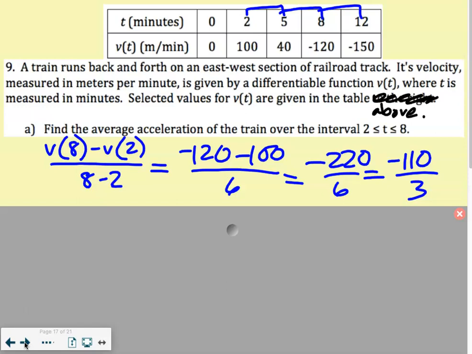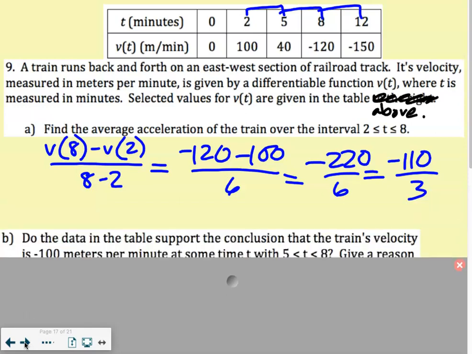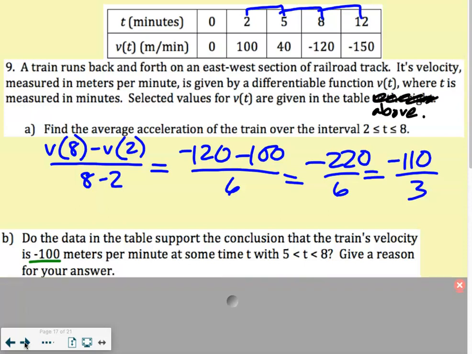Okay? All right. So any questions on average rate of change? No, we're all good. Good. Okay. Next question. Do the data in the table support the conclusion? This is grammatically correct. Support the conclusion that the train's velocity is negative 100 at some time from 5 to 8. Give a reason.